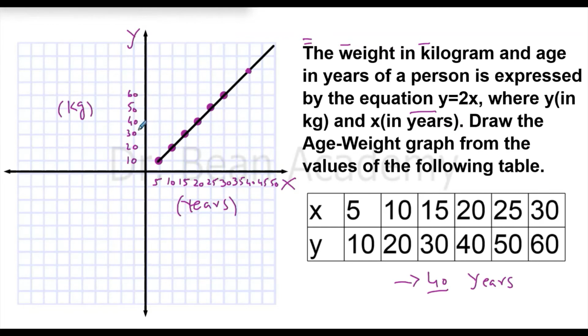So my steps along the y-axis are in 10 units. So here it is 70, and then 80, and then 90 kilograms. So I predict that when his age is 40 years, his weight will be 80 kilograms. So you see, we can use the graphs to predict the outcome of the future.